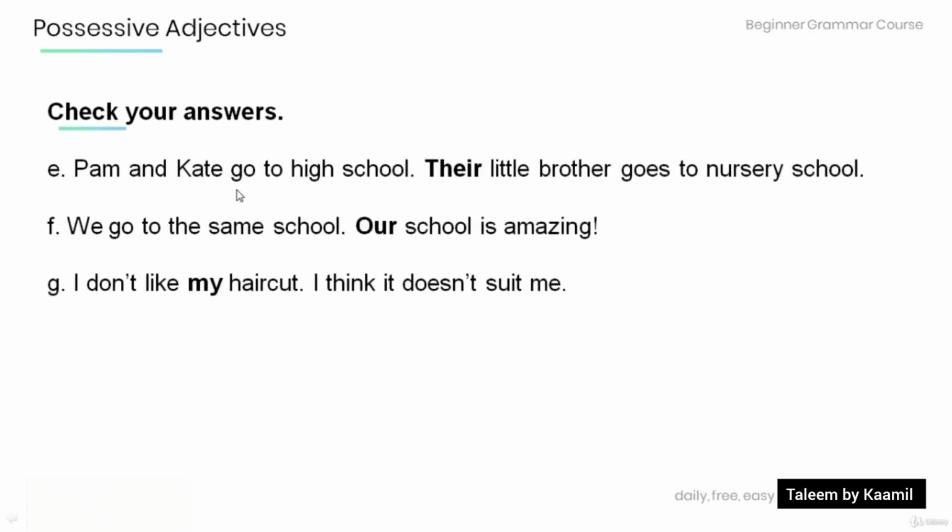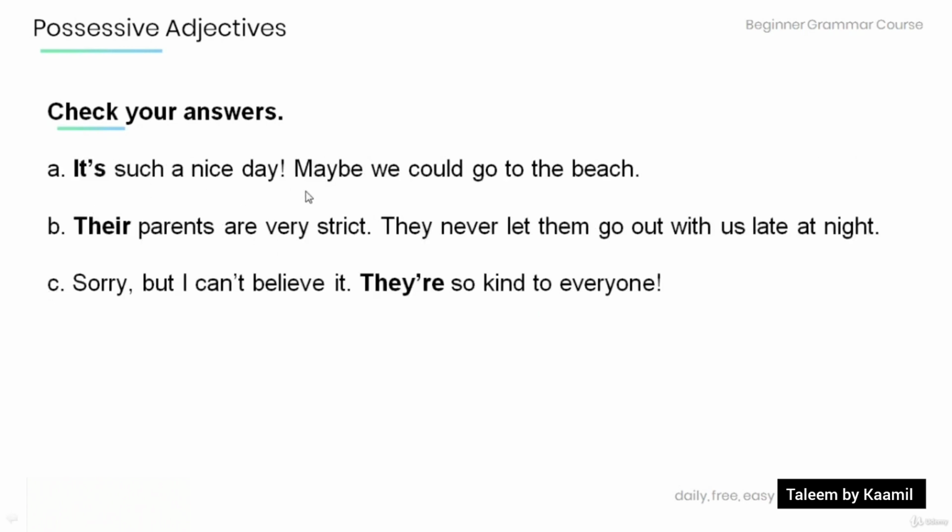Pam and Kate go to high school. Their little brother goes to nursery school. We go to the same school. Our school is amazing. I don't like my haircut. I think it doesn't suit me. It's such a nice day. Maybe we could go to the beach. Their parents are very strict. They never let them go out with us late at night. Sorry, but I can't believe it. They're so kind to everyone.